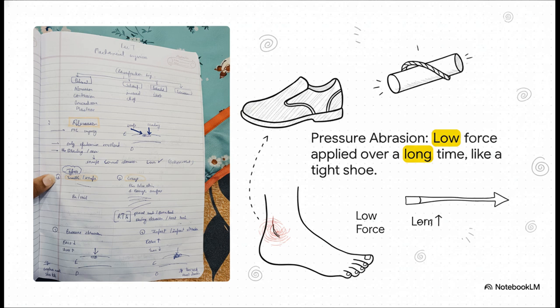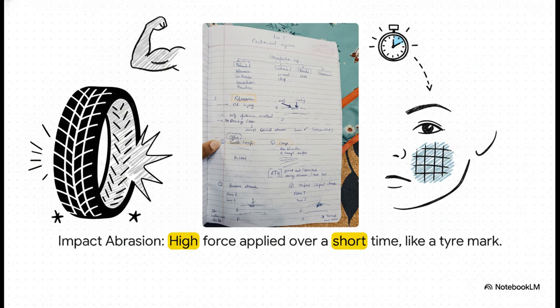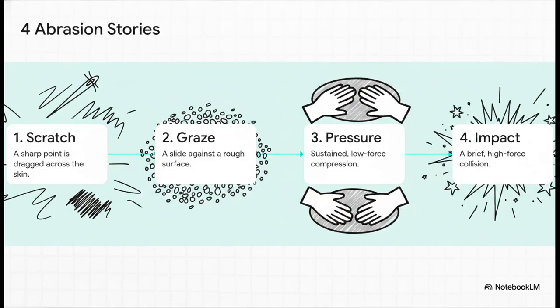And now, we just completely flip that whole equation for the impact abrasion. Here, the force is massive, but the time is incredibly short. This is a collision. A great example is a tire mark, or a fascial abrasion, where the pattern of an object literally gets stamped onto the skin in a split second. High-force event.